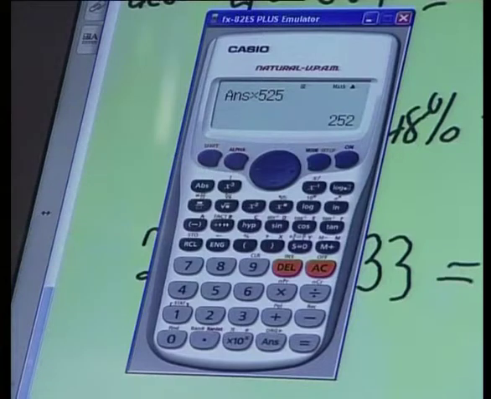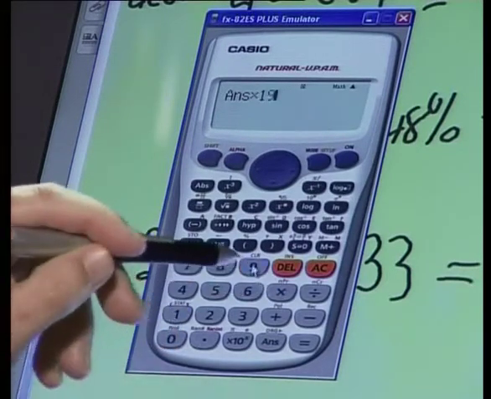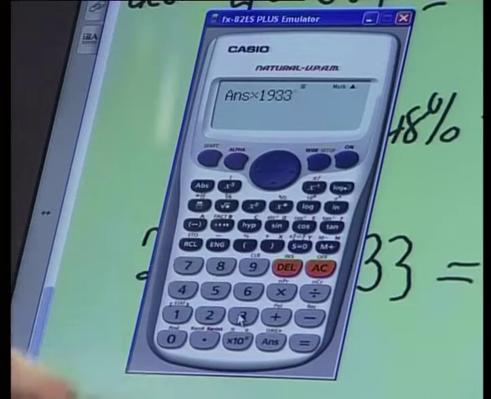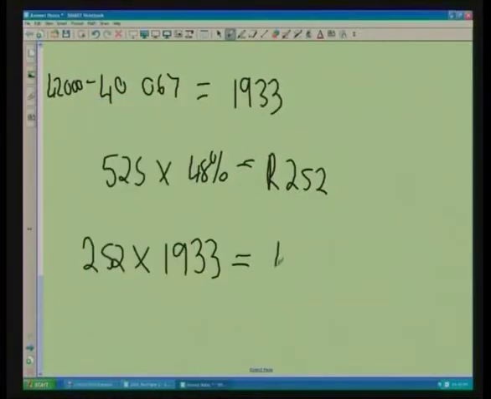Again, we'll have to go to our calculator to work out this one. There we've got our 252 already. We multiply by 1,933. That gives us a total of 487,116. And again, remember, that's rands.